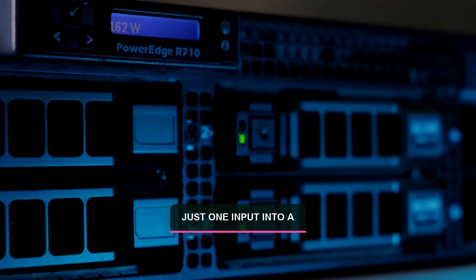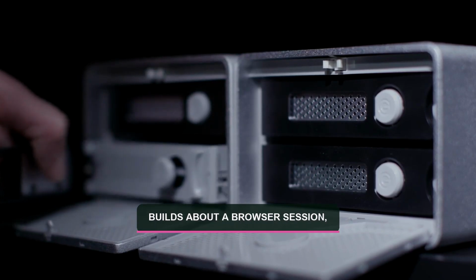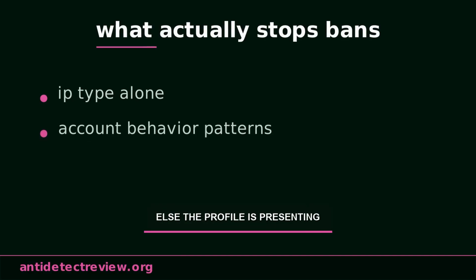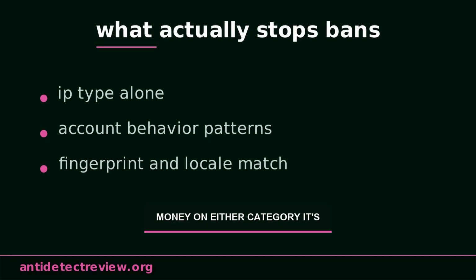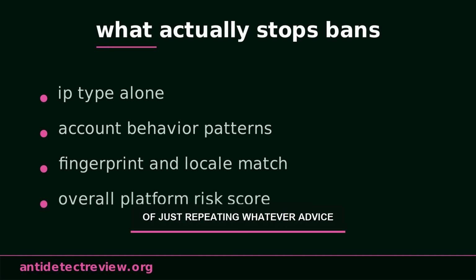A proxy is just one input into a much bigger picture a platform builds about a browser session, and once you run enough profiles for long enough, you learn the IP matters less in isolation and more in how well it lines up with everything else the profile is presenting to the platform. Still, the IP layer is where a lot of detection starts, so before you spend money on either category, it's worth actually understanding what separates them under the hood, instead of just repeating whatever advice you read in a forum thread from someone who ran free accounts and got lucky.